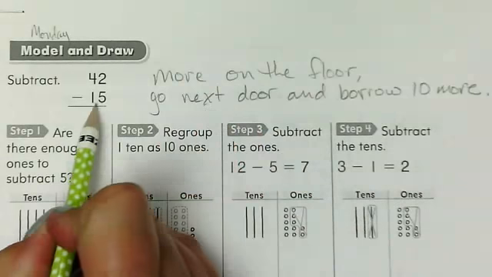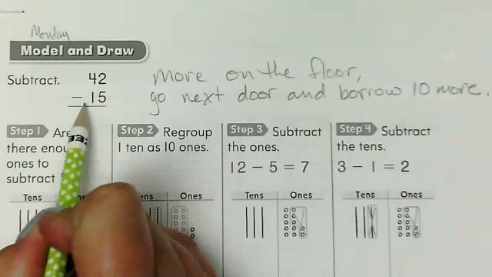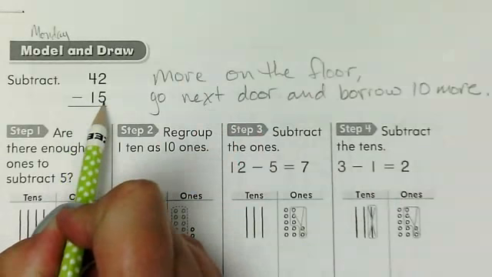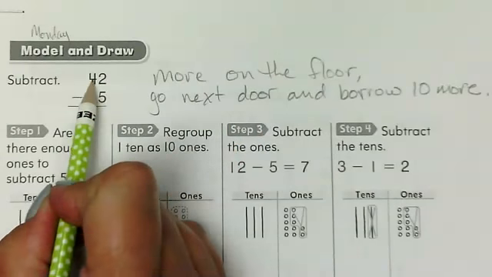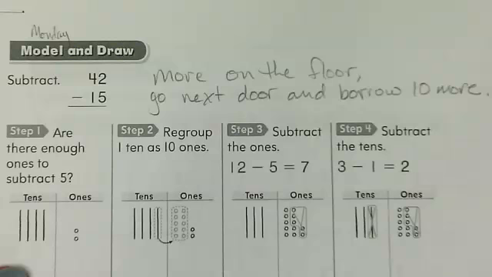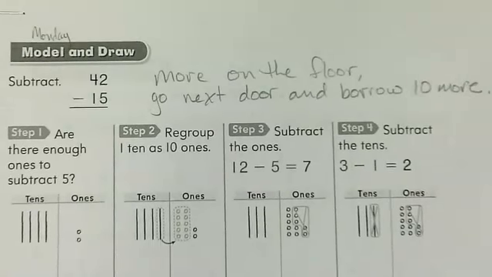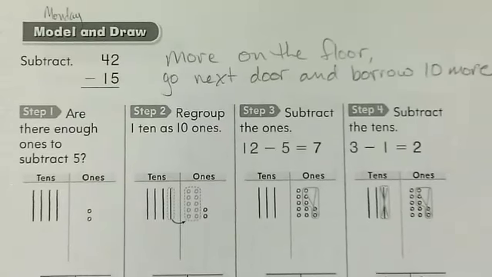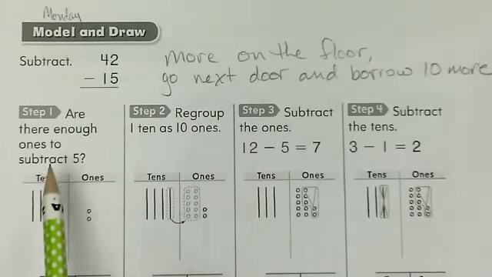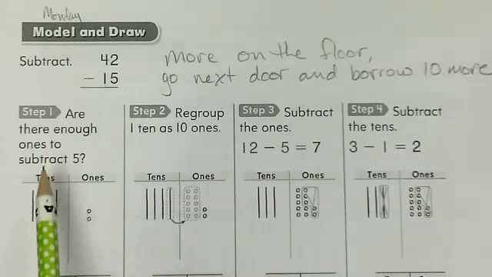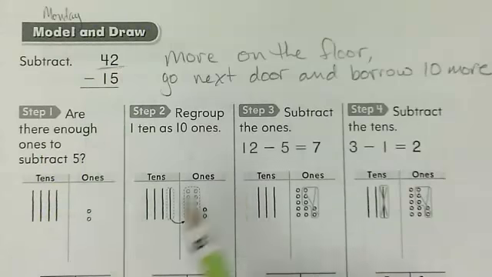Which means that if the digit on the bottom number in your subtraction problem is larger than the digit in your top number, then you're going to need to borrow from the place value to the left. So here's an example of how we can figure that out. We're working with 42 minus 15. And step one is, are there enough ones in the top number to subtract 5?